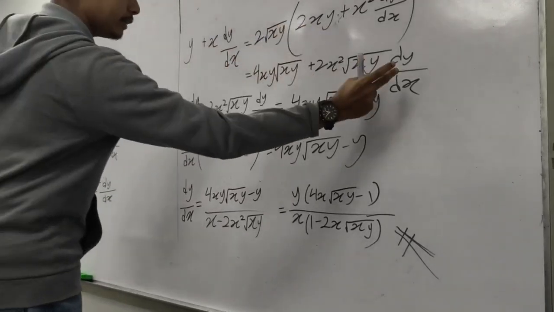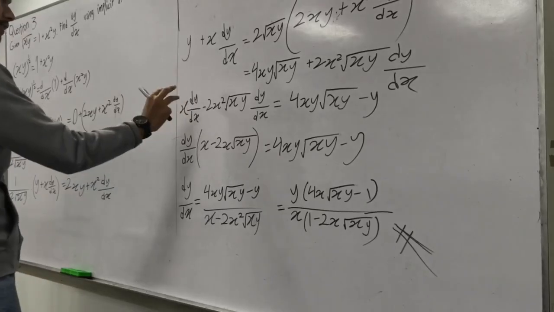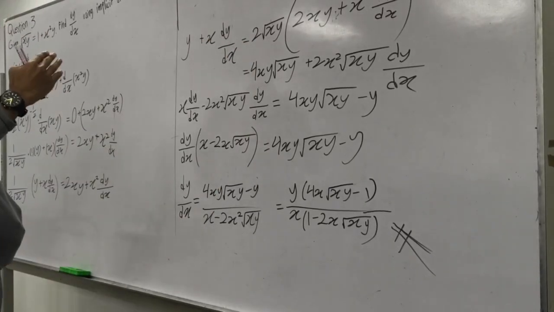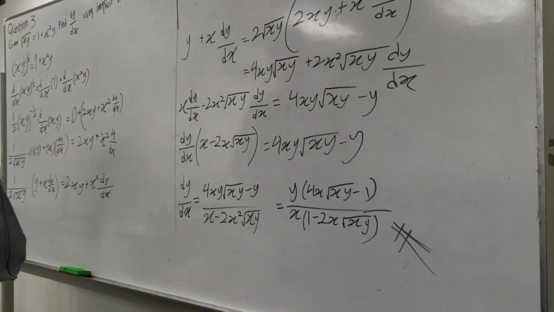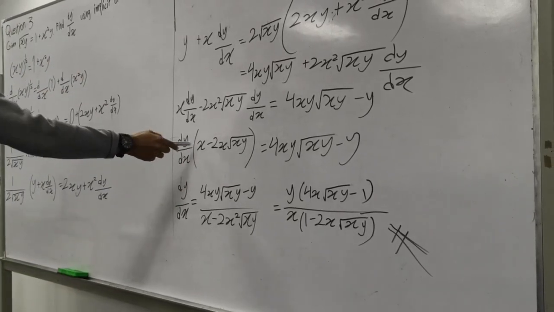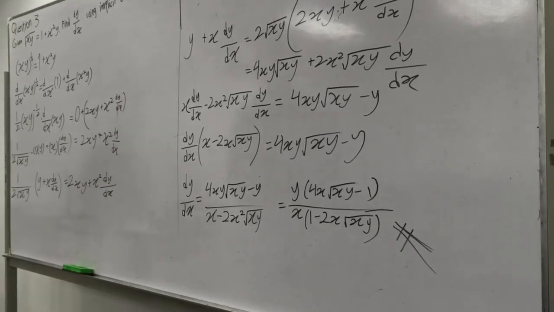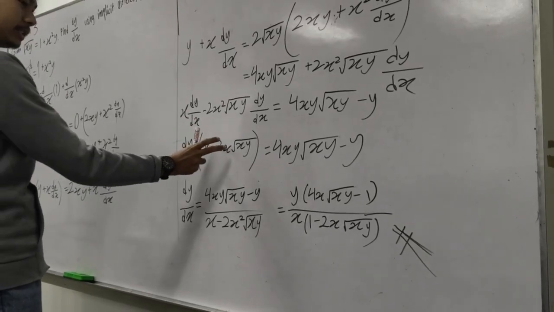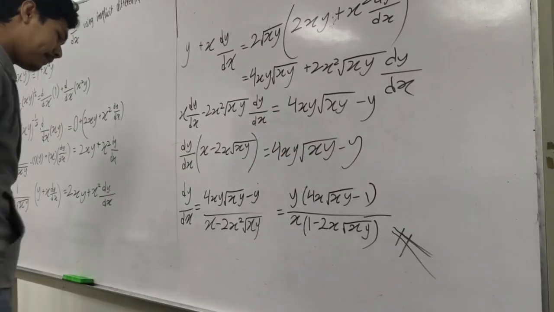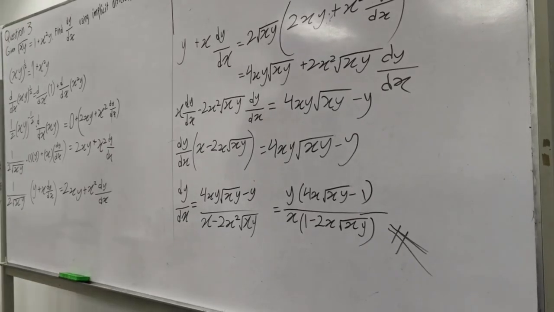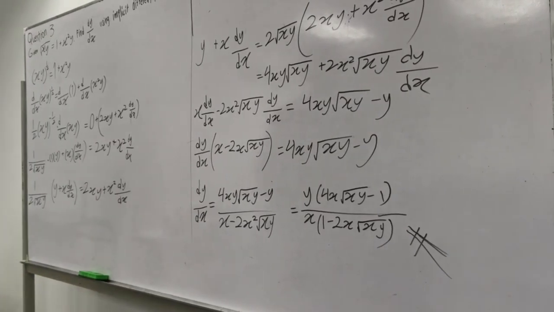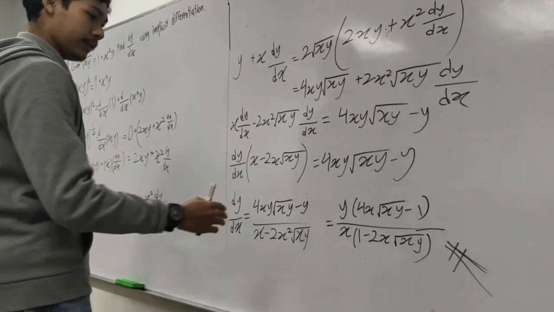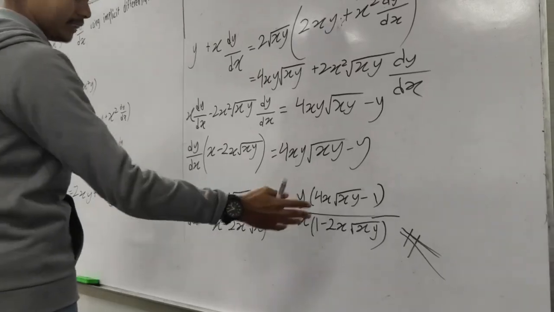And then we will put the dy/dx, this whole thing, to the left side, and then we will put the y to the right side. So we will push the dy/dx to the left side, and then we will factor out the dy/dx from the left side. The right side stays the same, and then we just simply put the left side of the equation to the denominator of the right side. So it becomes 4xy square root of xy minus y per x minus 2x square root of xy. And to make it simpler, we factorize it, so it becomes y, and so on.